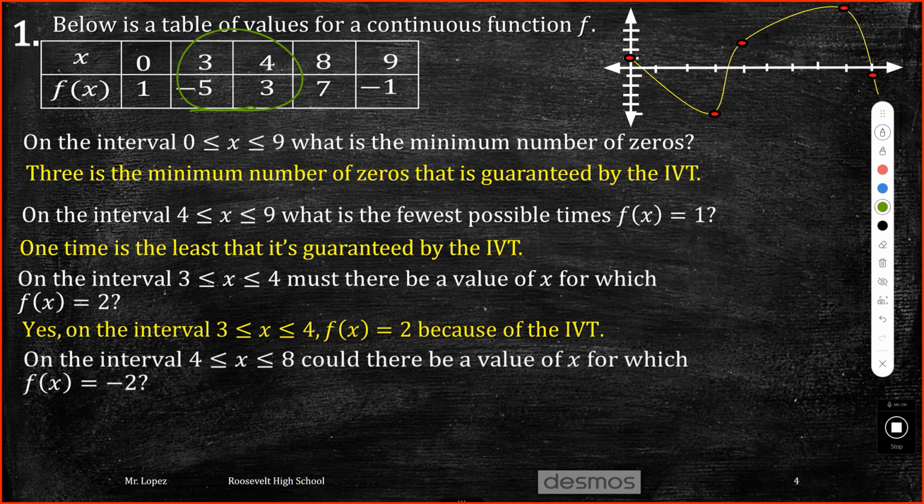On the interval x greater than or equal to 4, less than or equal to 8, could there be a value of x for which f of x is negative 2? From 4 to 8. Let's see, the output is 3 for 4, the output is 7 for 8. Is negative 2 between 3 and 7? No, it's not. So it's not guaranteed. It could be, but it's not guaranteed.